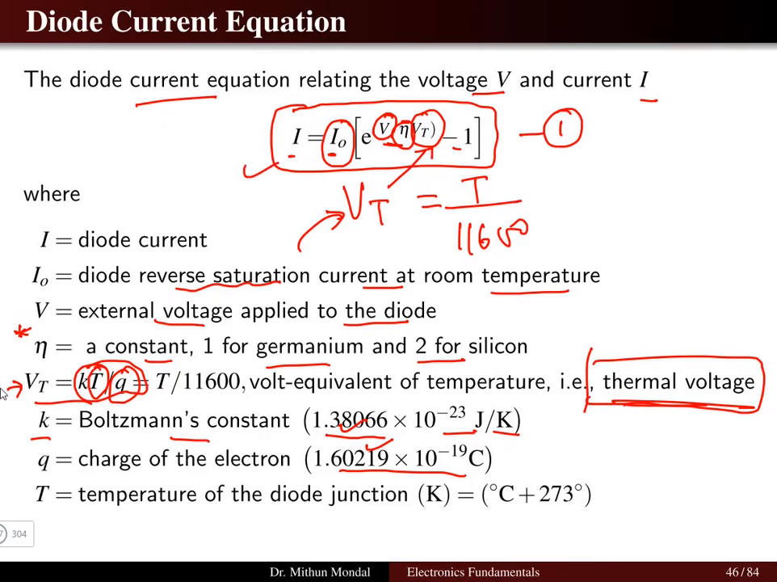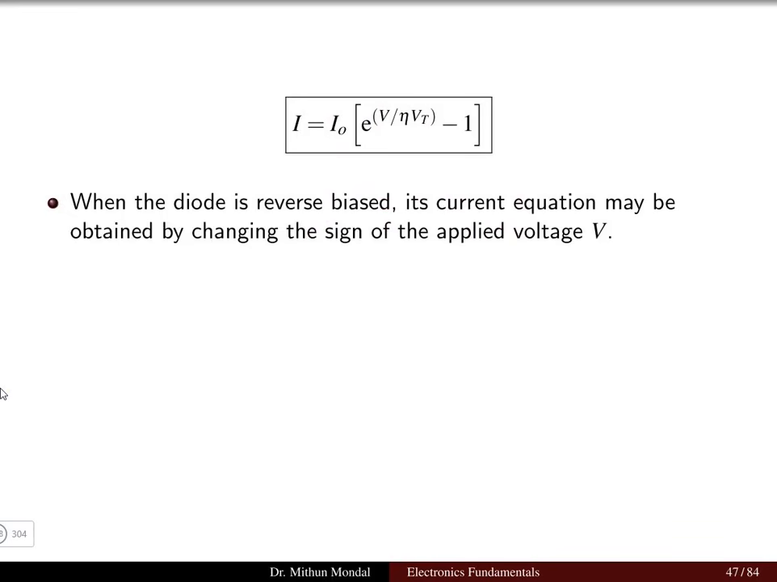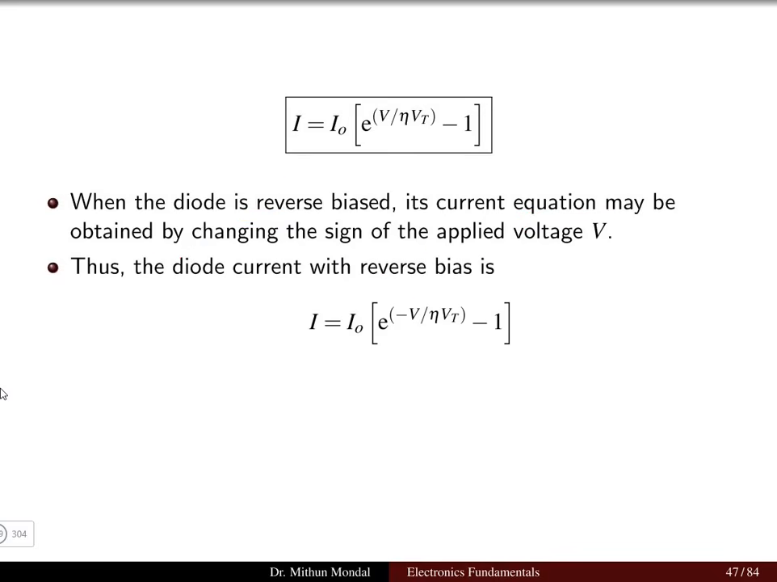T is in Kelvin, which is equal to degree centigrade plus 273, depending upon whether the temperature is given in centigrade or in Kelvin. Now, if the diode is reverse biased, what will happen? The current equation may be obtained by changing the sign of the applied voltage. So here we change the sign of the voltage because it is a reverse bias condition, and the same equation we can use for the reverse bias condition.